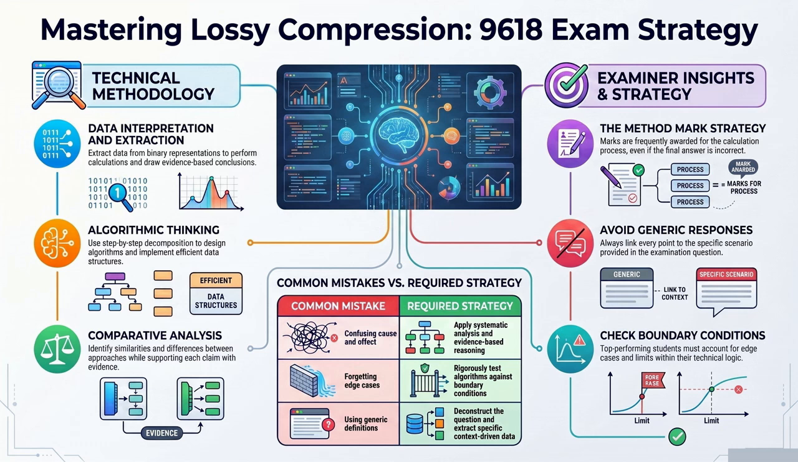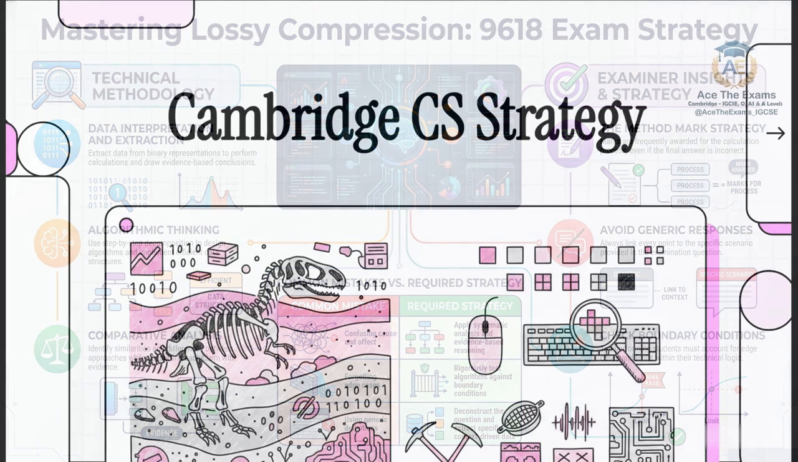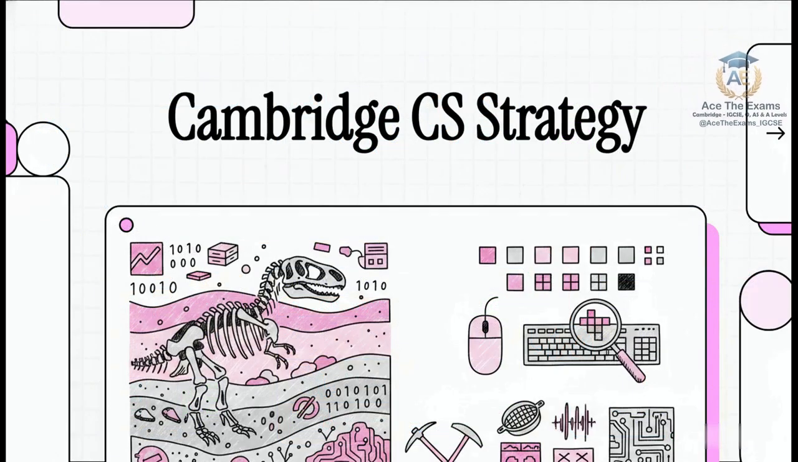Welcome to This Explainer. I'm your host, the strategist, and today we are embarking on a massive excavation. Listen, if you want to actually master your Cambridge computer science exams, it doesn't matter if you're tackling syllabus codes 9618, 0417, 0478, 0983, 0984, or even 2210. You have to start thinking like a paleontologist on a dig.